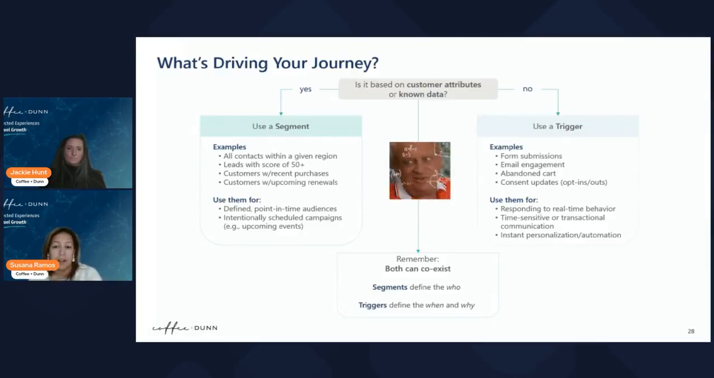Now, if you're like our friend Rodney in the middle here and you're not really sure, as we mentioned, remember, both can coexist, right? So again, think of segments as defining the who in this scenario, and you're using the known data to be able to do that. Think of triggers as the when and the why. So when they submit a certain form, because they have engaged with a certain channel or a certain email, or because they abandoned before conversion, or because they have, again, updated their preferences, right? So you can use both when it makes the most sense. But I just wanted to put something together to get you at a starting point if you're trying to understand when it makes more sense to use a segment versus a trigger.